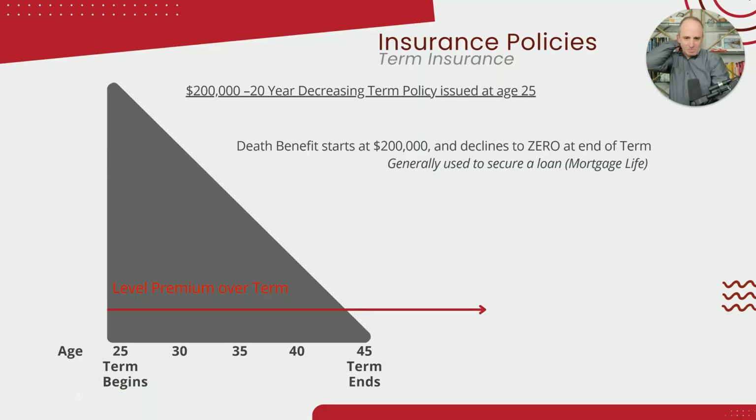A decreasing term policy starts at $200,000 and declines to zero. Typically, it is used for a loan or a mortgage of some sort. So someone will do a 30-year decreasing term policy that basically just ensures that if something happens to them, their mortgage gets paid off.